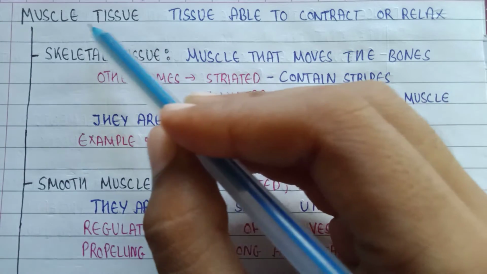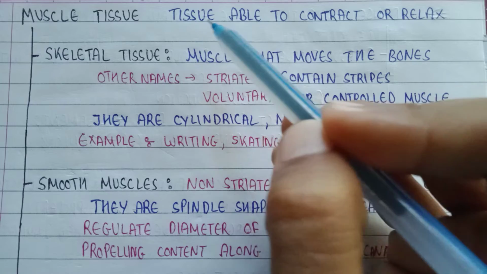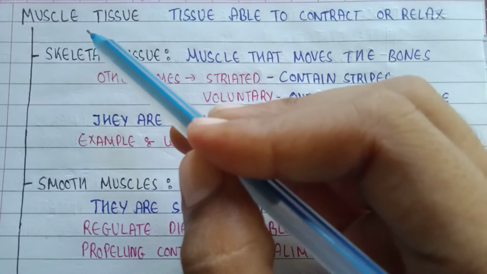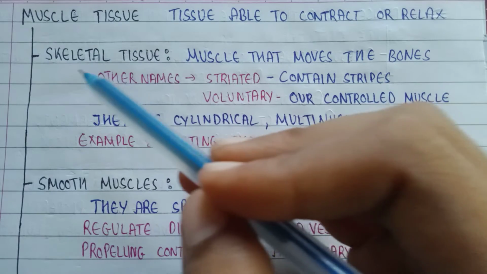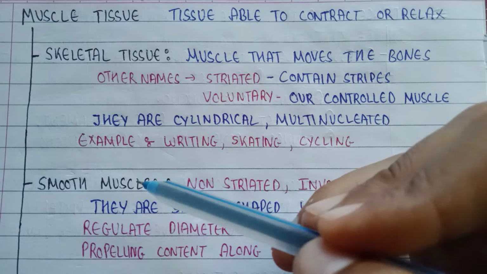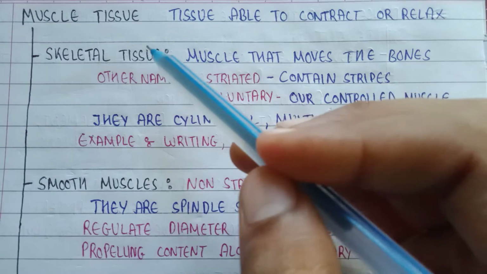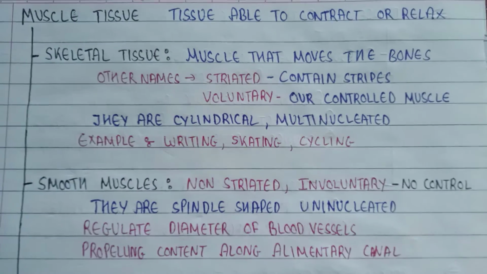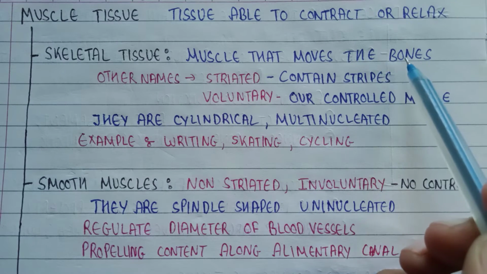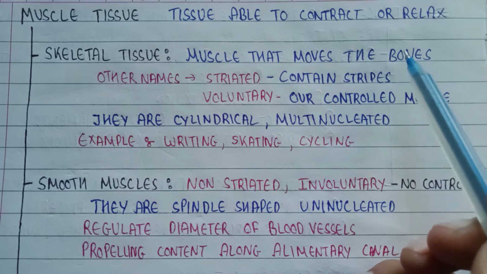Muscle tissue. Muscle tissues are the tissues which are able to contract or relax. Muscle tissue is divided into three types: skeletal muscle tissue, smooth muscle tissue, and the third one is cardiac muscle tissue. First is skeletal tissue. Skeletal tissue is the muscle that moves the bone. It helps in the movement of bones.